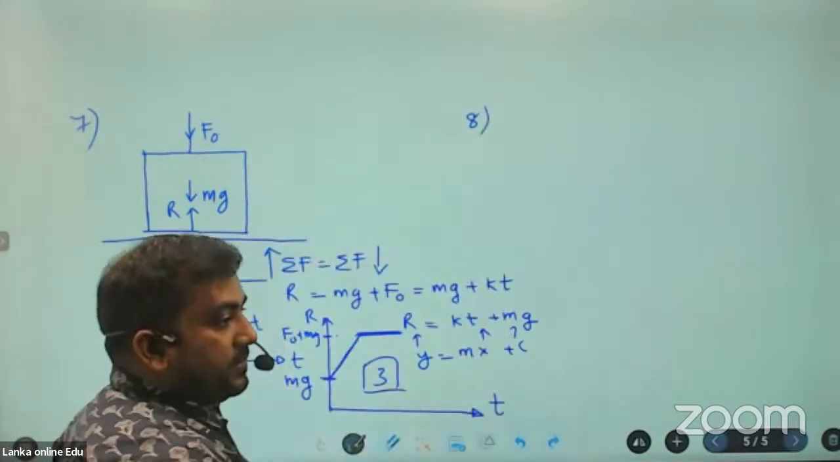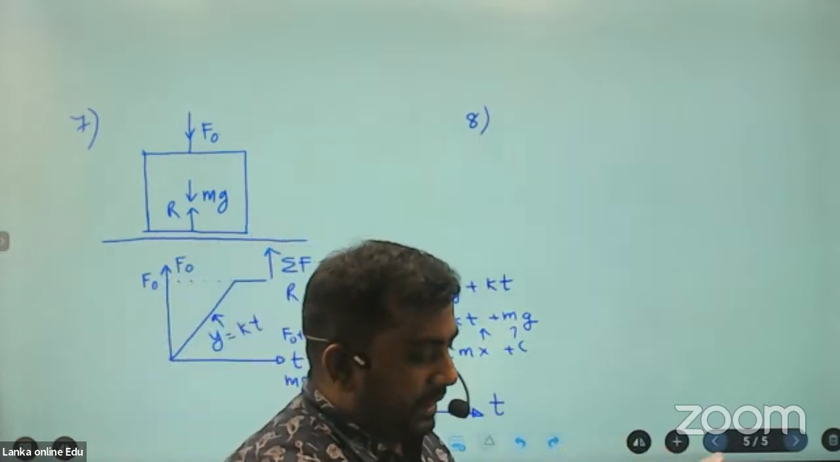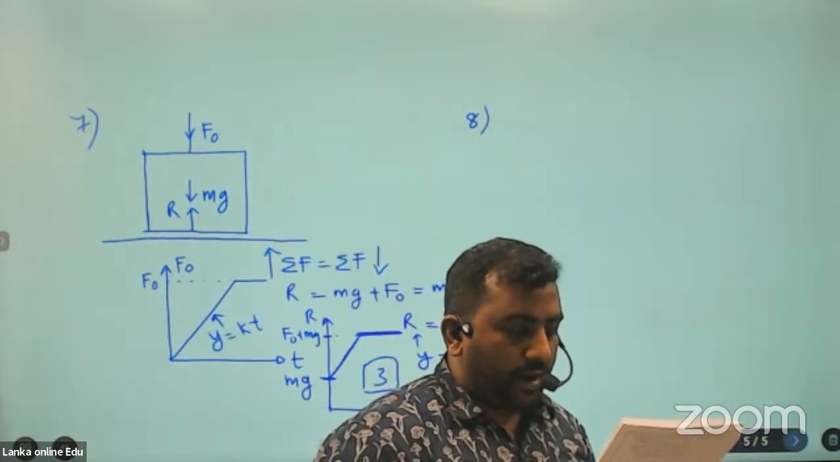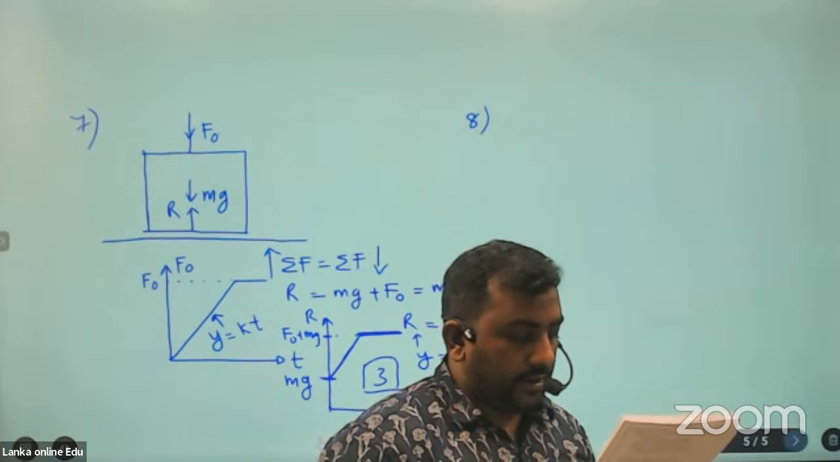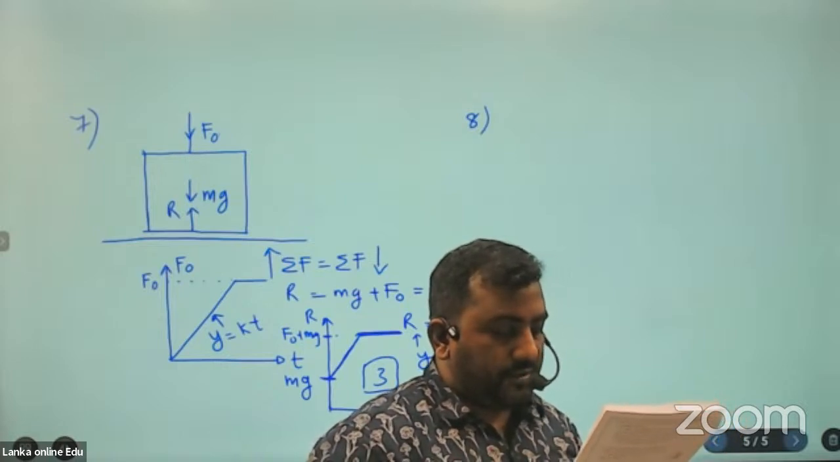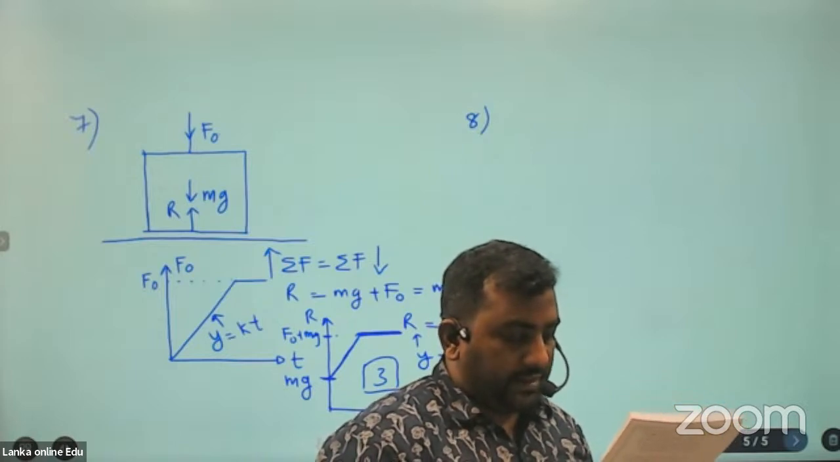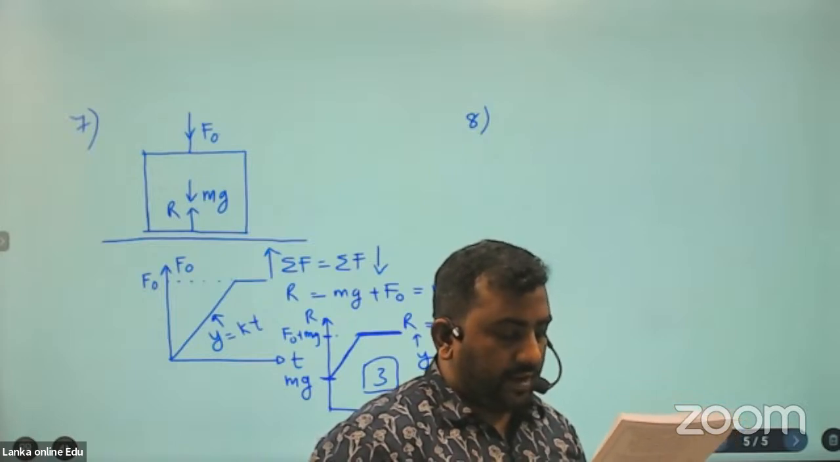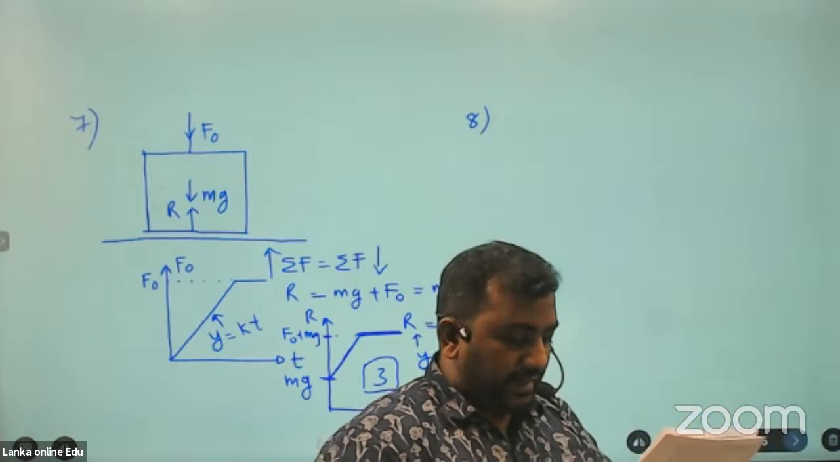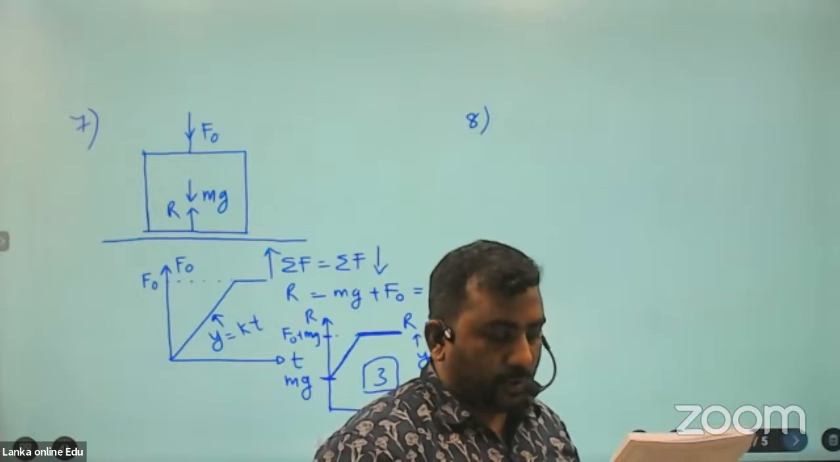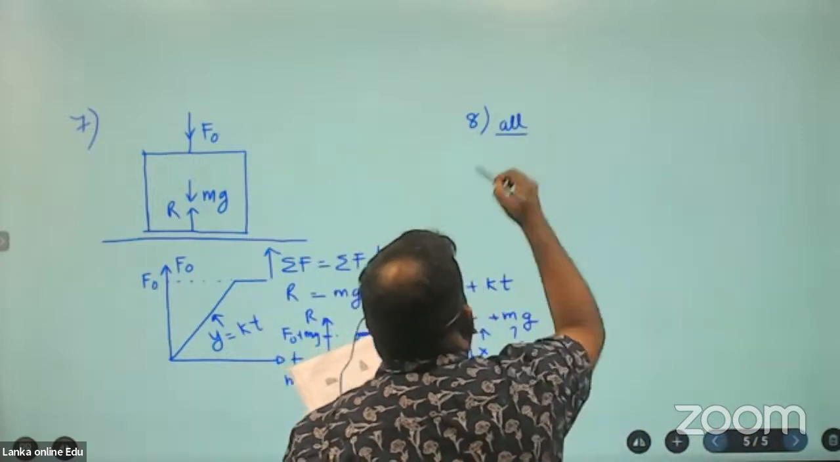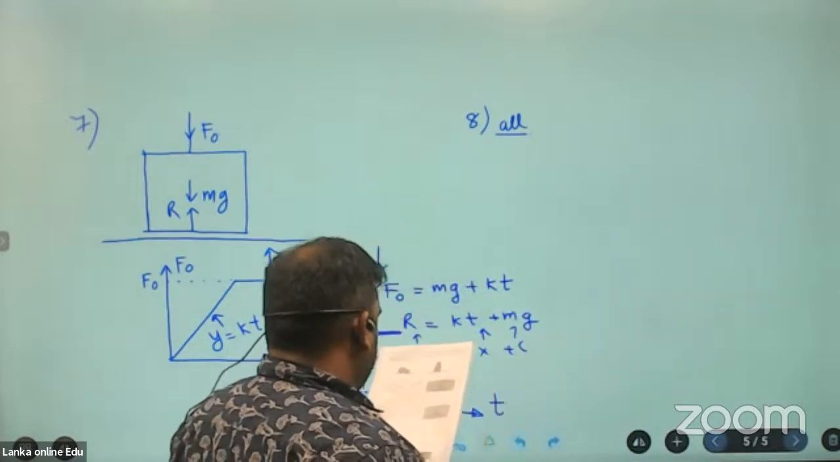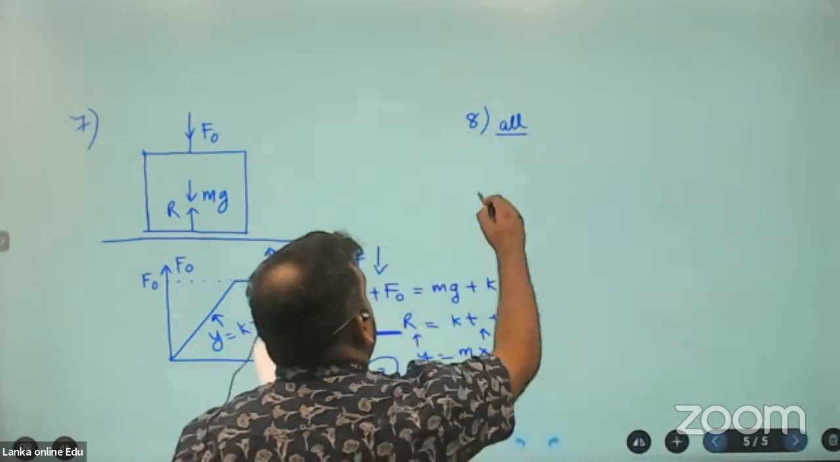Question number 8. The force F in the above sum now acts in the upward direction. The variation of its magnitude with time is given below. The peak value of F is F naught. What is the variation of the normal reaction? Technically, the graph has not been printed, because the graph for force versus time is not printed. That's the problem there, so I had to give all for that. Ninth one.